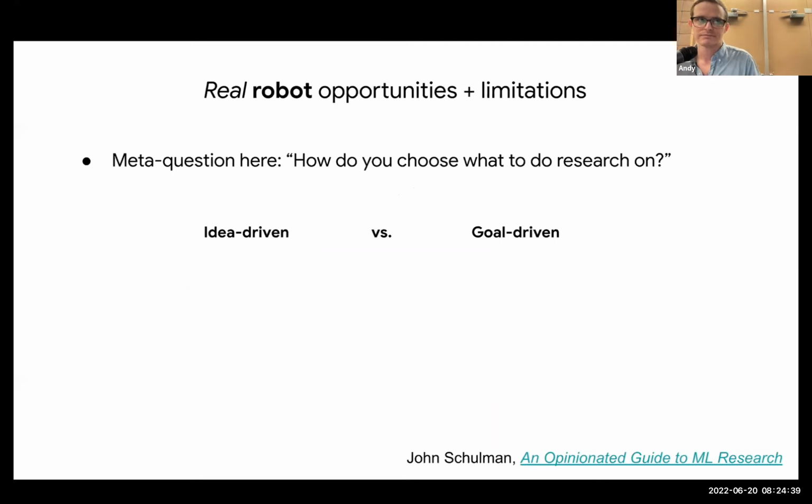One framework that I think is very helpful, though it doesn't cover everything, is at the link at the bottom there. It's from a blog post by John Schulman, and puts out that framework of idea-driven versus goal-driven ways of choosing what to do research on. John himself did robotics, at least at the start of his PhD, and so I think part of this framework is inspired directly from working on robot learning research.